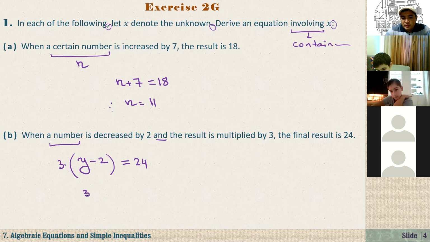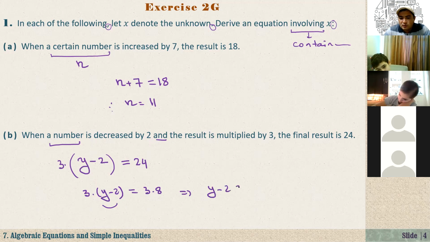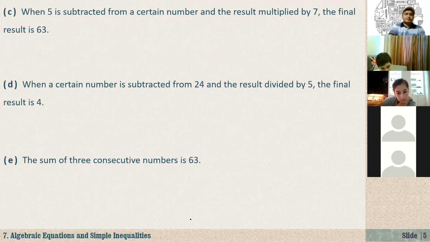Now from here, 3 times (y minus 2), another method. I can write 24 as 3 times 8. So 3 times something equals 3 times something. That means y minus 2 should be equal to 8. From here, y is equal to 10. So that unknown number is 10. All right. Ariel, read question C.